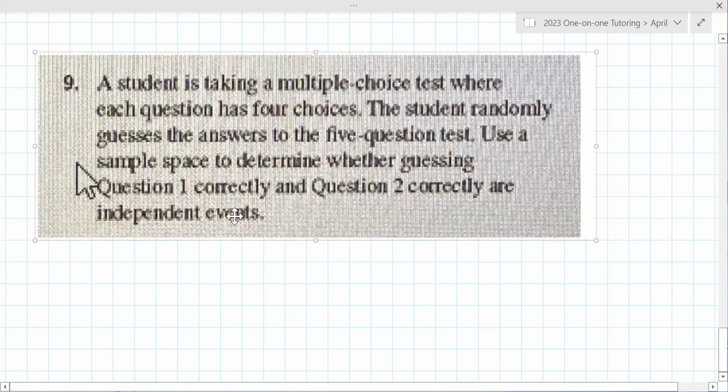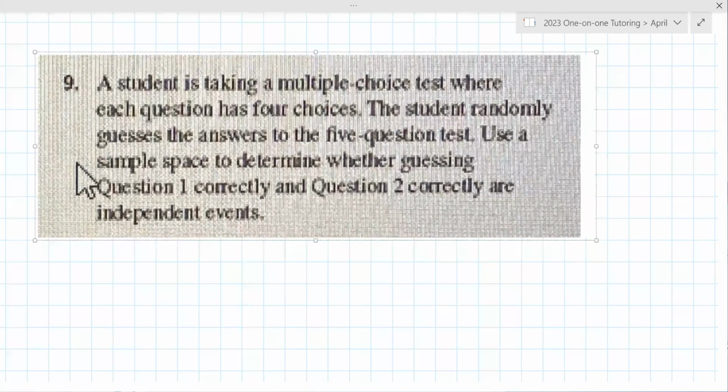Probably the most important thing we're doing besides the independent and dependent is writing the sample spaces. So the sample space here, it does matter. That's why I'm writing it down here. But let's take a look at this question. It says a student is taking a multiple choice test where each question has 4 choices. The student randomly guesses the answer to the 5-question test. Use a sample space to determine whether guessing question 1 correctly and question 2 correctly are independent events.